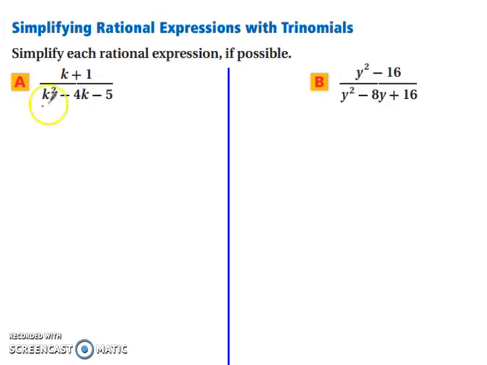So let's factor our denominator. We're going to end up with two numbers that multiply to give us -5 but add to give us -4. And in this case, we'd end up with k plus 1 and k minus 5. And if we look, our numerator and denominator both have a k plus 1, so we can cancel them out.